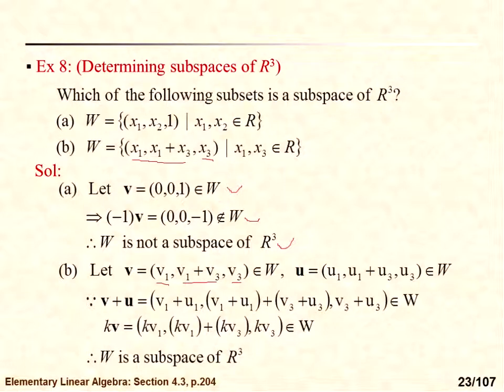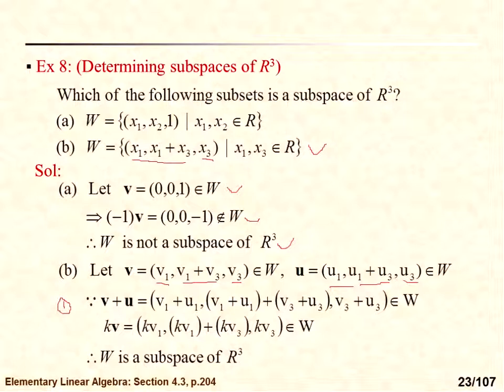Similarly, the third problem is x1 comma x1 plus x3 comma x3. We take a vector v1, v1 plus v3 and v3, because in the question it is given as x1 comma x1 plus x3 comma x3. Similarly, we take another vector u1, u1 plus u3 and u3. These belong to W. Now check whether it is closed under addition and scalar multiplication.